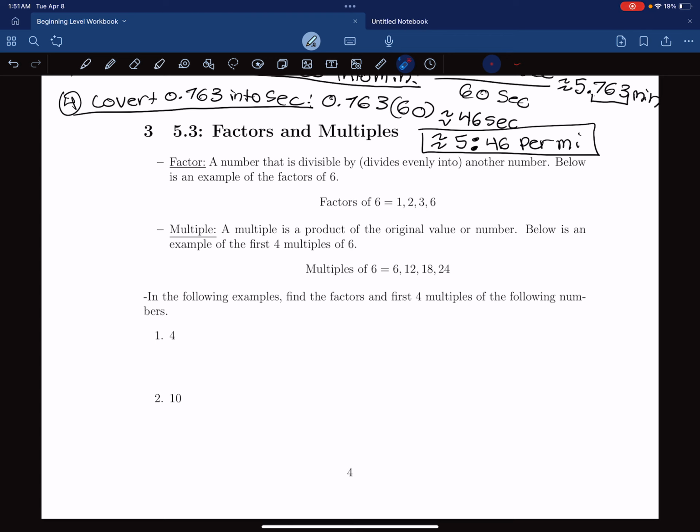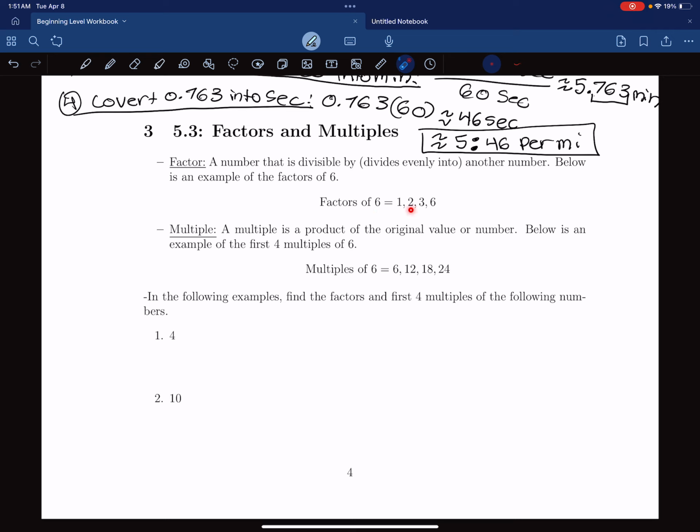So a factor is a number that is divisible by or a number that divides evenly into another number. Below is an example of the factors of 6. So if we want to find the factors of 6, we have to think about what numbers divide evenly into 6. And that is, one of the factors is 1, because 6 divided by 1 is 6.